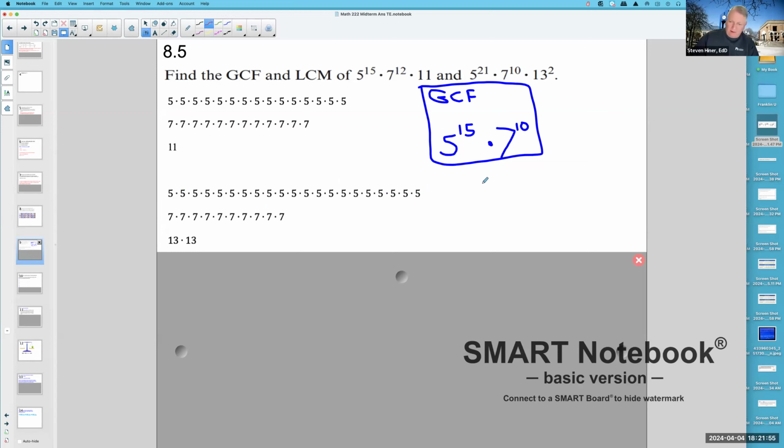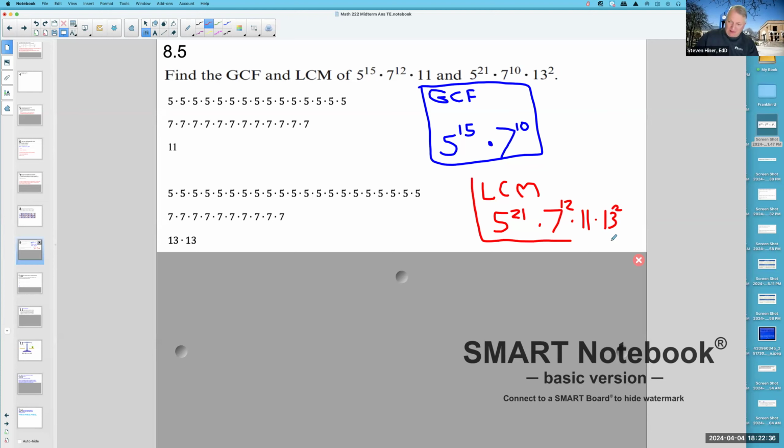So I'm going to have some 5s in it. I want the biggest one this time. I want 21. I'm going to have some 7s. I want the biggest one. I'm going to have 12. And guess what? Whatever my final number is that both of these have to be able to go into, they have to have an 11 for this number. So that's 11. I need an 11. It's also going to have 2 13s in it for the second number.